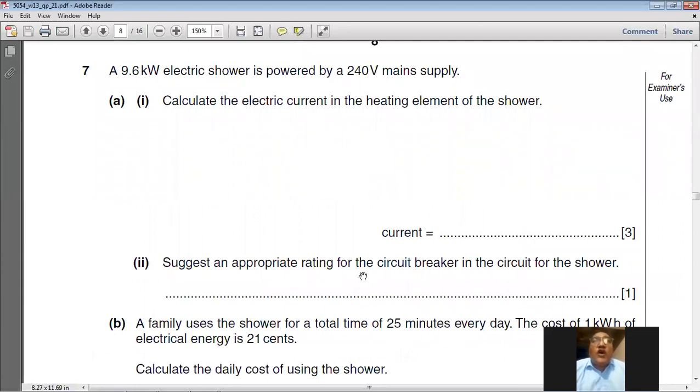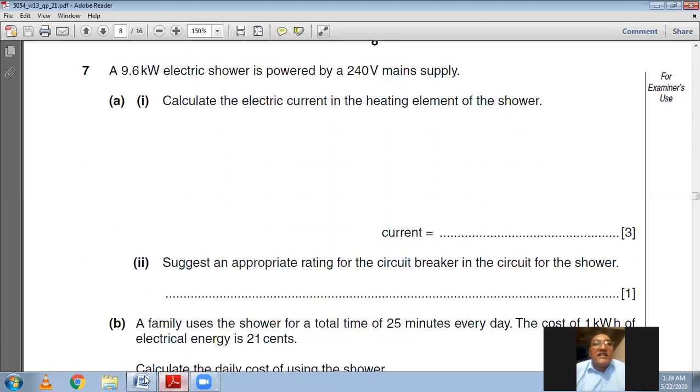A 9.6 kilowatt electric shower is powered by a 240-volt main supply. Calculate the electric current in the heating element of the shower. The power is given, the voltage is given, and we want to find the current. You know the power formula is P equals IV. So if you want to find I, I will be equal to P divided by V. So just put the values, you will get the answer.